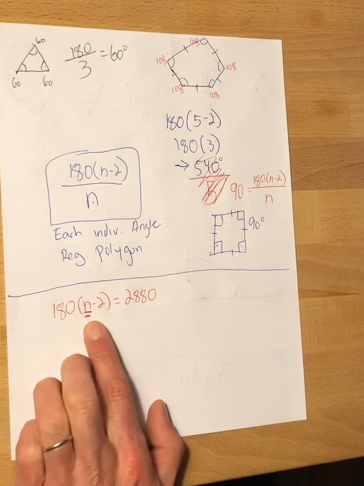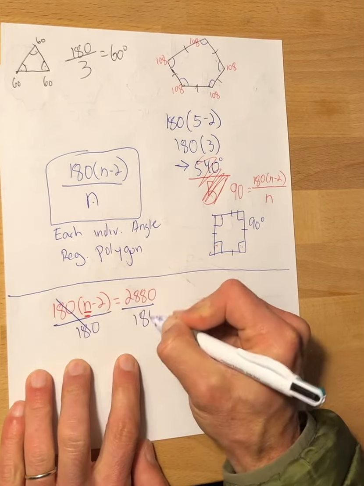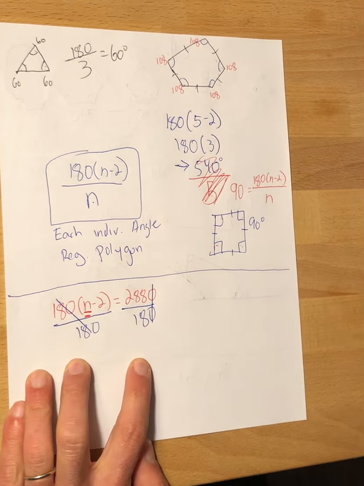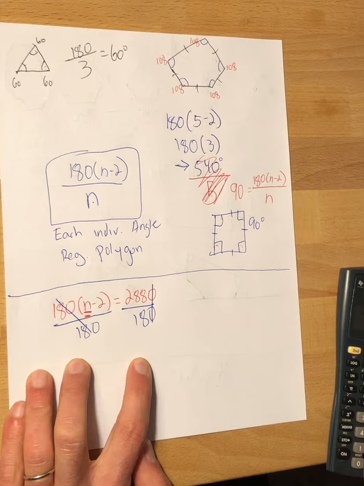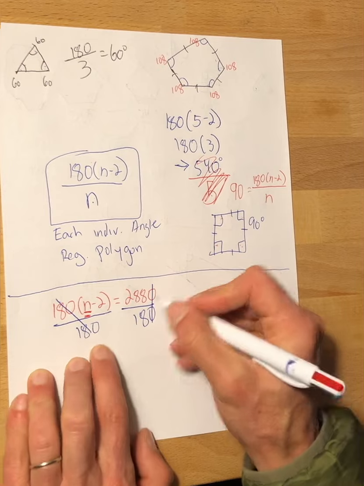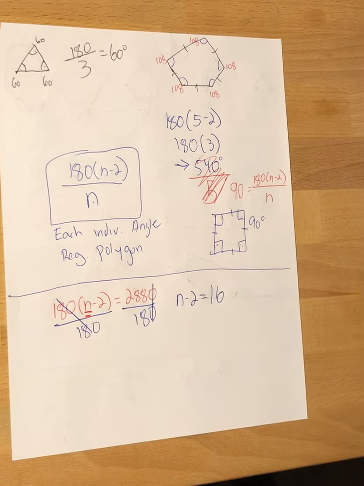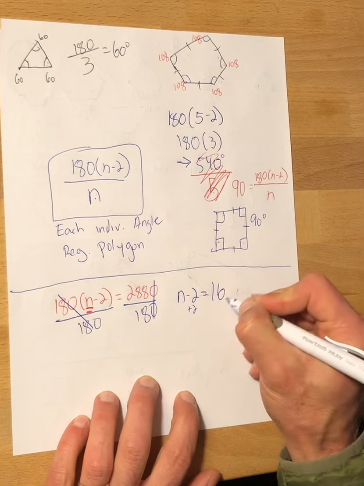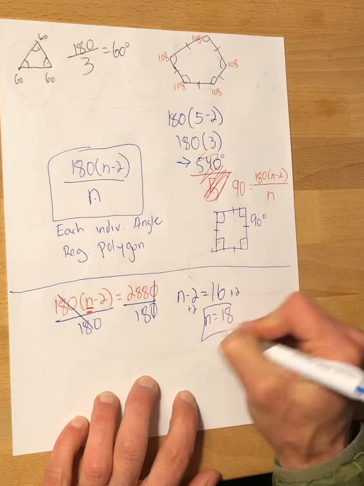So the very first step mathematically, you divide both sides by 180. And technically these zeros cancel out, so it's 288 divided by 18. Or just going to your calculator, 2880 divided by 180. Anyways, you get n minus 2 equals 16. Is that your answer? Absolutely not, because you have to finish this out. Add 2 to get n equals 18. 16 plus 2 is 18 sides.